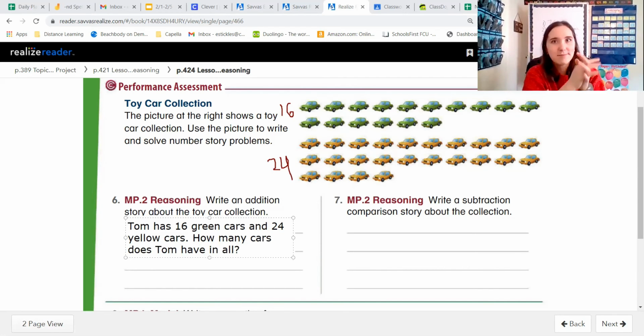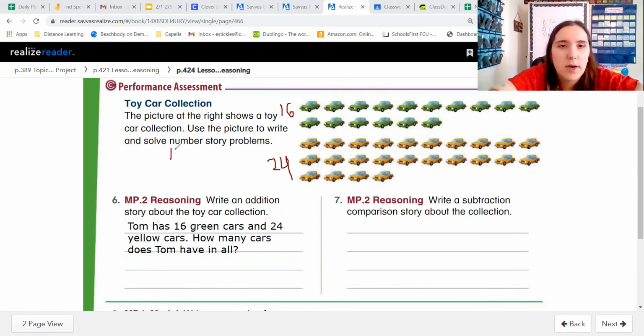And remember, in all, that means we're adding, right? Which it's an addition number story, so that makes sense. So if I'm going to add 16 and 24, what would my answer be? Take a minute, I want you to solve it. Let's see, 16 plus 24.